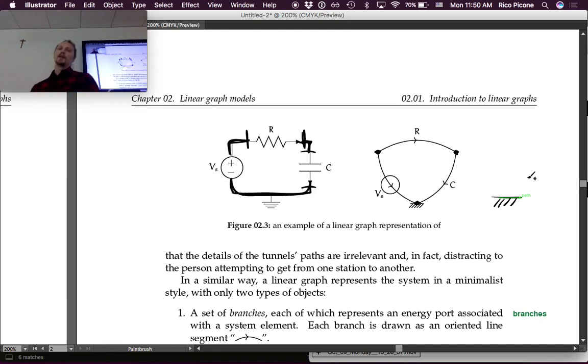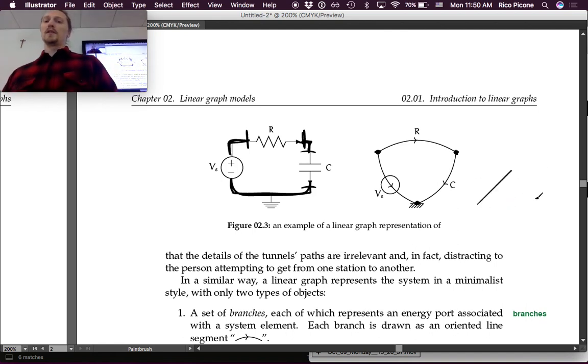Occasionally we'll have a large circuit, or a large system with a lot of elements, and the ground node gets referenced a lot, so we have to draw a lot of elements to it. So sometimes we'll draw it longer, and we'll draw this graph like this.